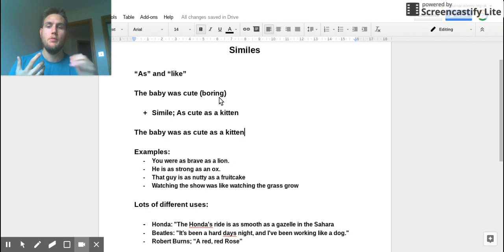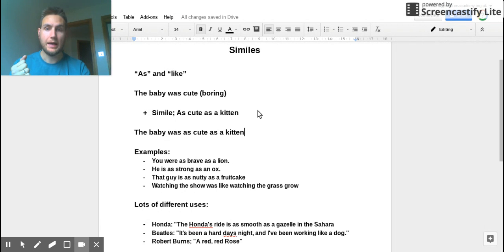So, therefore, we can add a simile. Now, a simile is usually quite regular and often used. The simile is "as cute as a kitten." Kittens are usually seen as quite cute, so it's a good comparison to make to a baby. If the baby was not very cute, of course, then you wouldn't use this kind of simile.